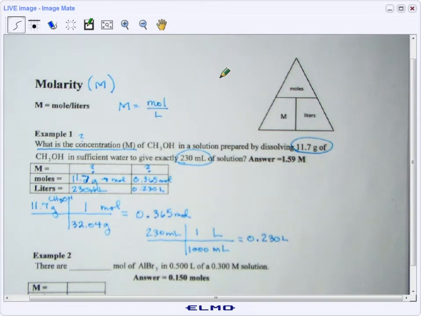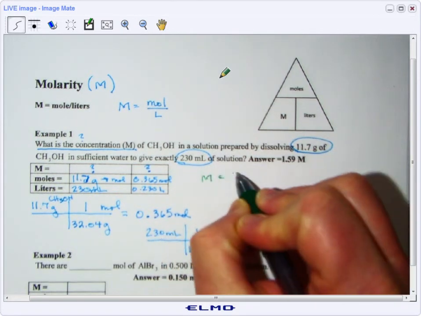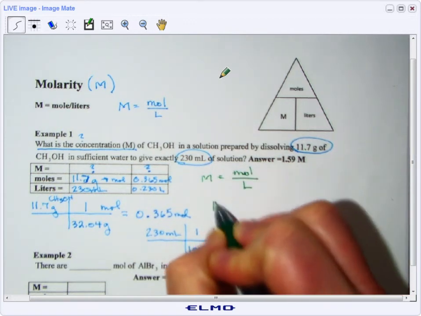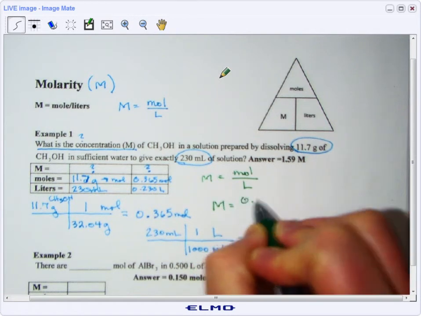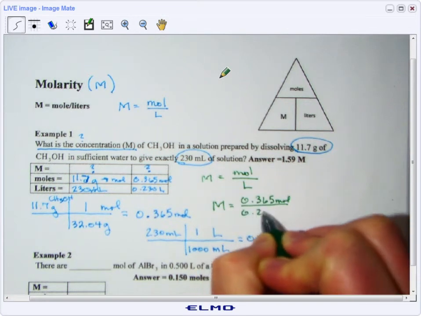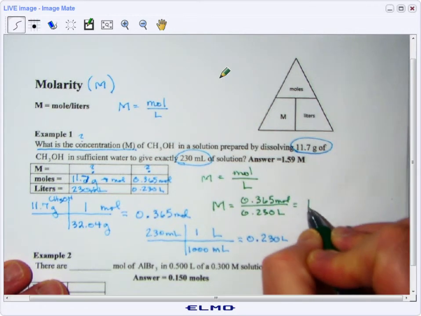So right there, and now I've got everything I need. I have it in moles, I have it in liters. All I have to do now is just plug it into the formula. So molarity equals moles over liters. So molarity equals, what do we have? 0.365 moles over 0.230 liters, which then equals 1.58.